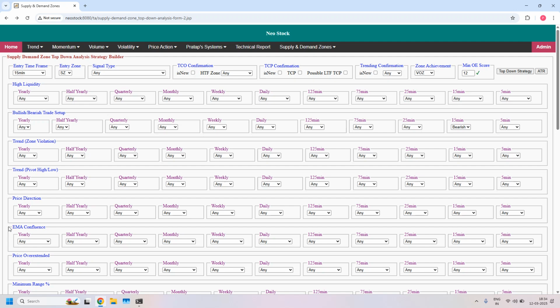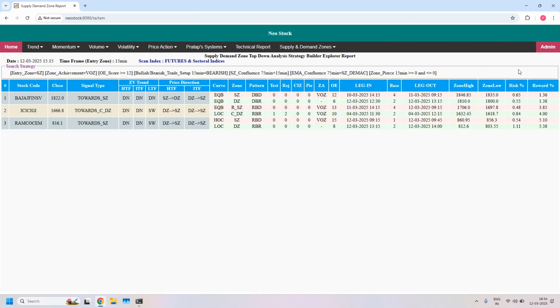Let's verify. I'm setting the filter EMA Confluence on the 75 minutes time frame by selecting 75-minute supply zone having daily EMA Confluence. With this filter, we got 3 stocks. So these 3 stocks are having even more high probability to get success. These 3 15-minute supply zones, because they are overlapped with 75-minute supply zone, and that 75-minute supply zone is having daily EMA Confluence. Okay, this is LTF, ITF, supply zone Confluence, and ITF, EMA Confluence.